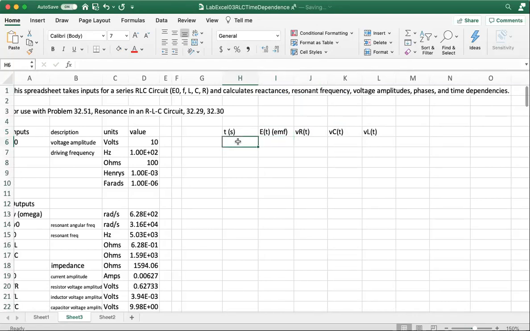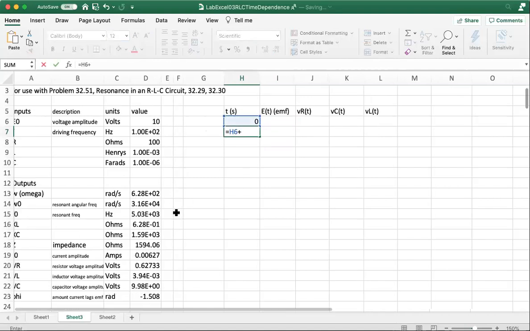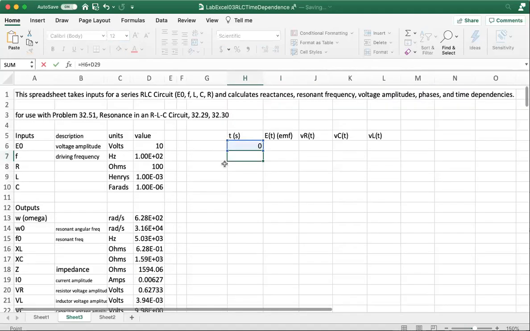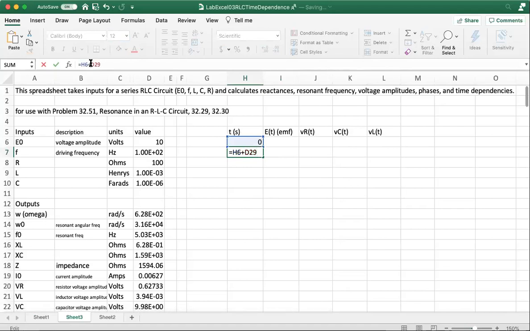So let's look at the time first. We'll start at 0. It's a very small font. I guess somehow it's related to my changing those other fonts. All right, so start out with 0. What's your next point? I'm going to take the previous point plus dt. So come down there. And I'm going to have to dollar sign that dt so it doesn't change when I drag.